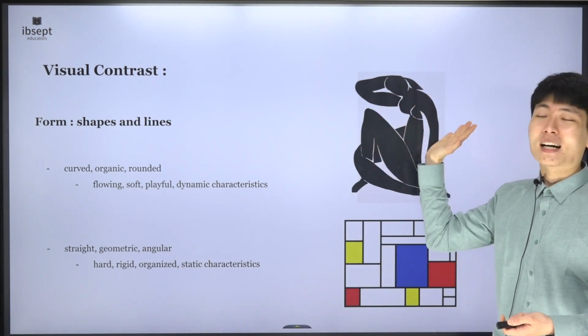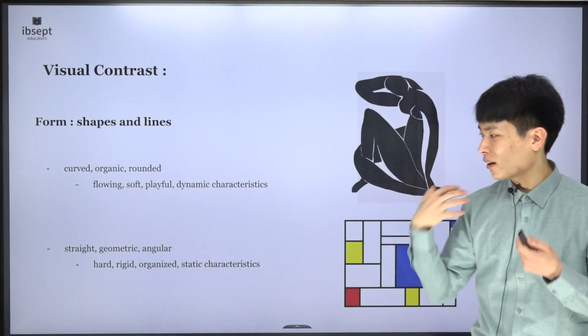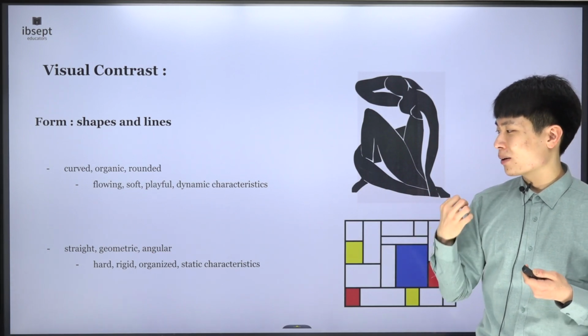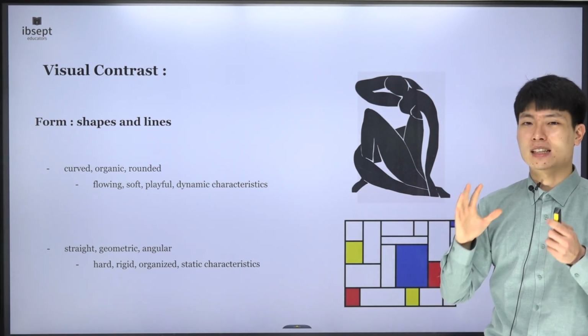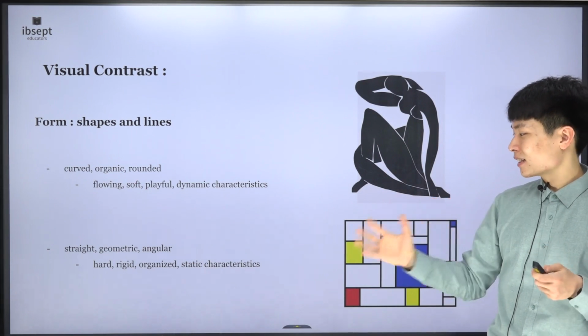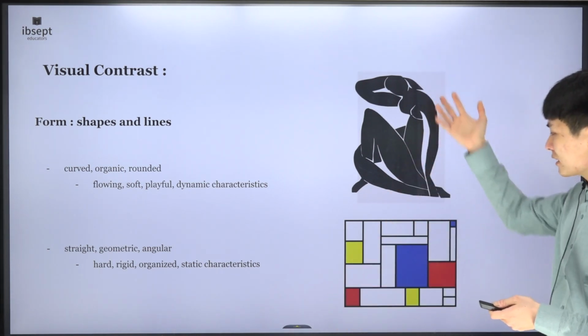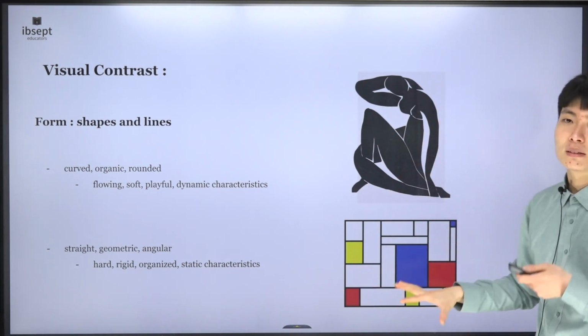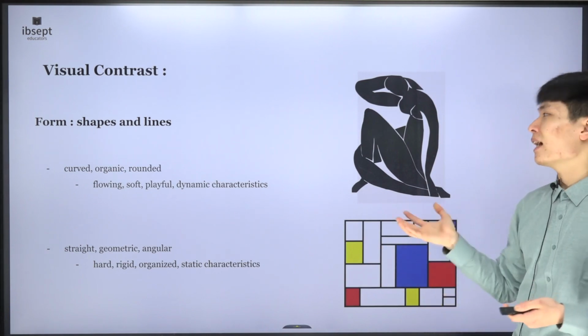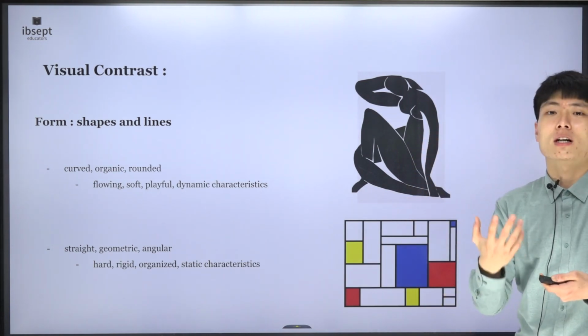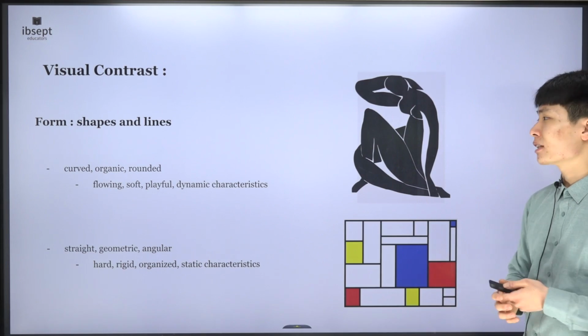As opposed to the curved organic shapes, they have those hard, rigid, organized, and very static, like very still, characteristics. As you can see, you innately understand these two to be very different from one another, and that also creates visual contrast in an advertisement.